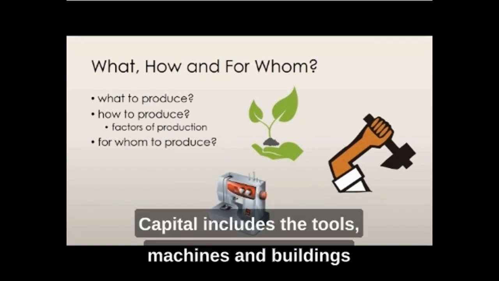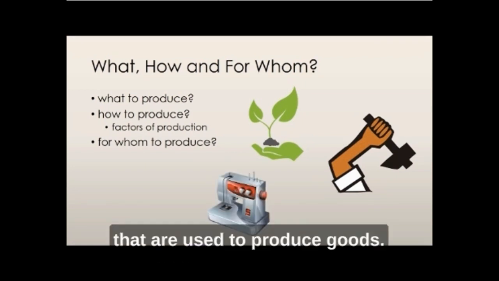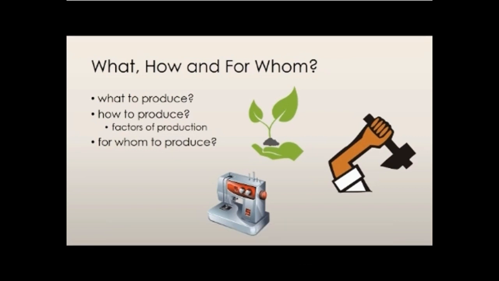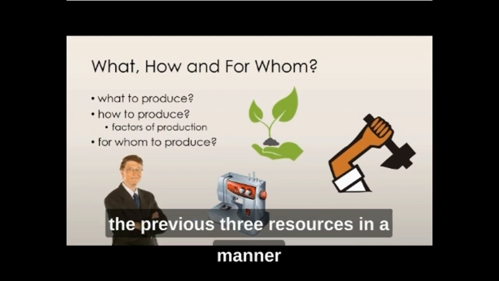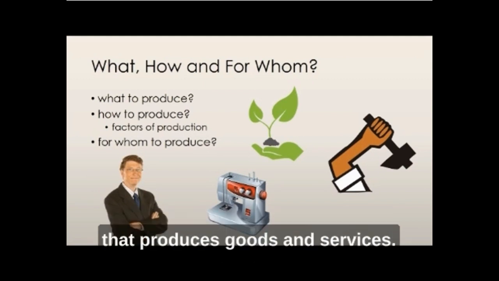Capital includes the tools, machines, and buildings that are used to produce goods. Entrepreneurship is the human resource that organizes the previous three resources in a manner that produces goods and services.